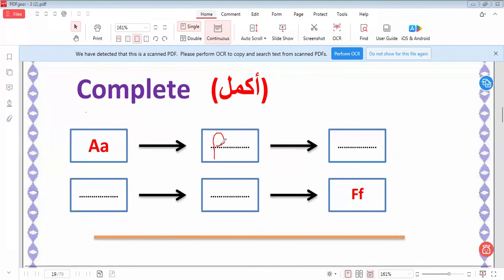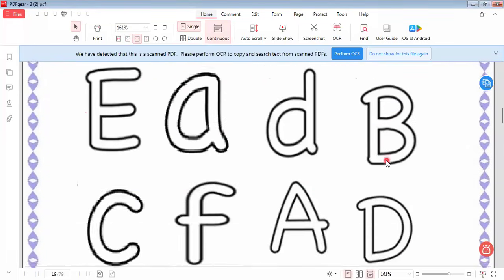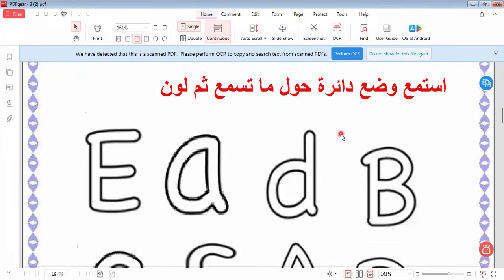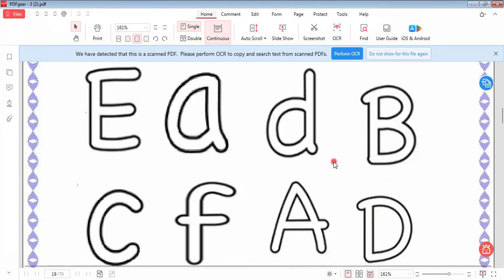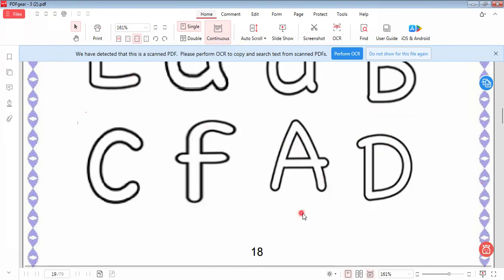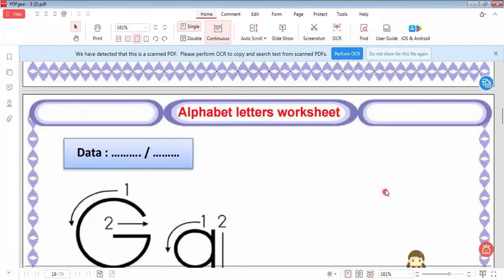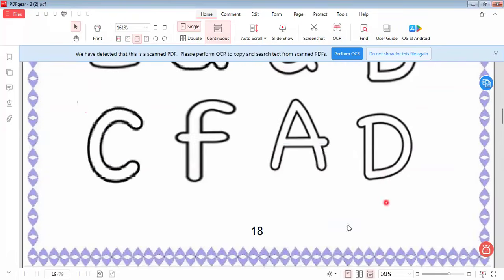Capital A, capital A small, capital B, capital B small, capital C, capital C small, capital D and D small, capital E and E small, capital F and F small. Okay, let's continue the rest of the exercise. So here we circle the words that we learned, for example E, A, D. Okay, so here I stop in this letter.